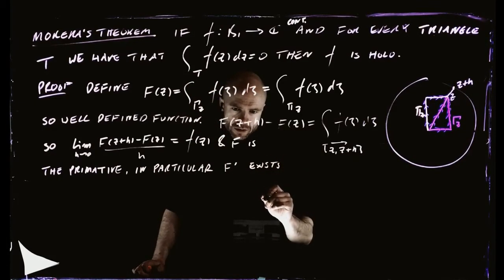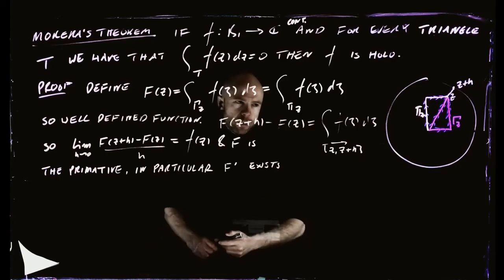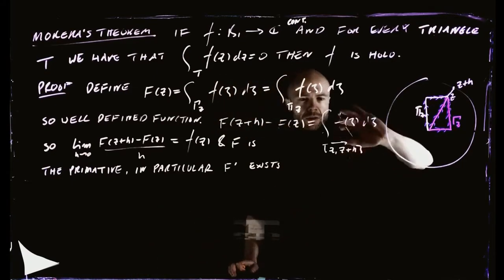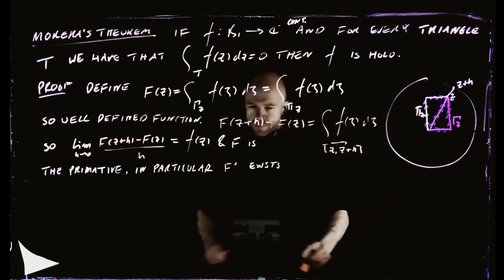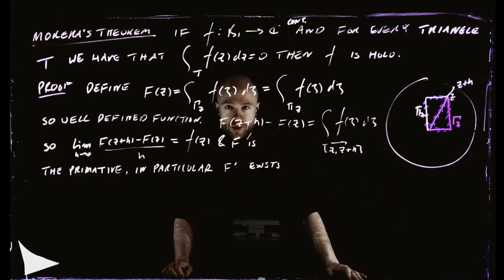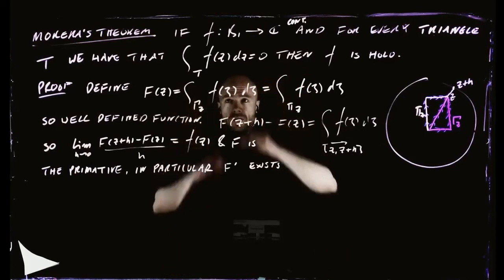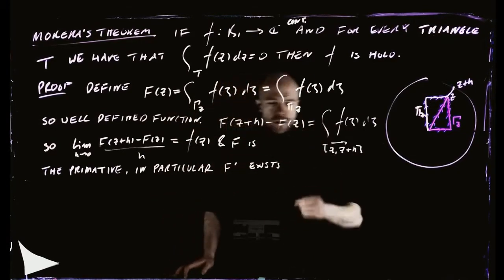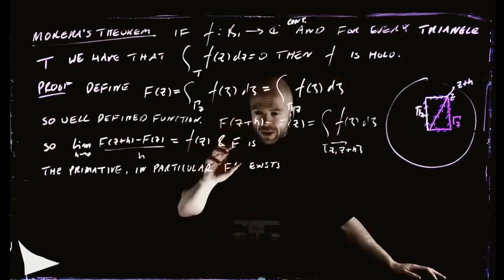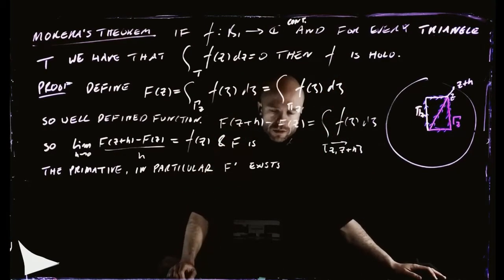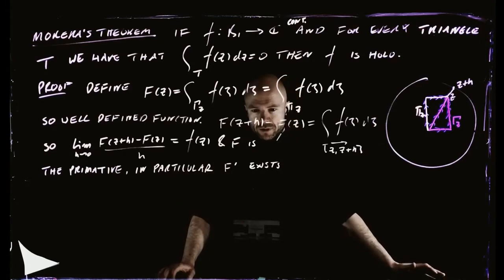Okay. So since capital F prime exists, tell me why the theorem follows. Why does it follow that just having the integral around triangles being equal to 0 means that the function is holomorphic? Again, what do we know about capital F if f prime exists? Is it a nice function? It is C infinity. Why?